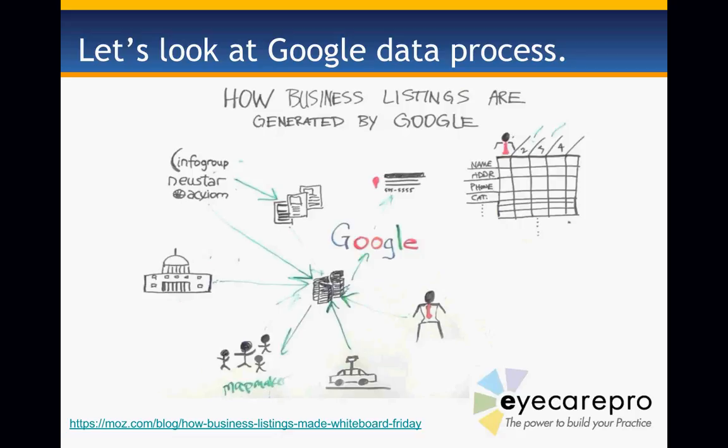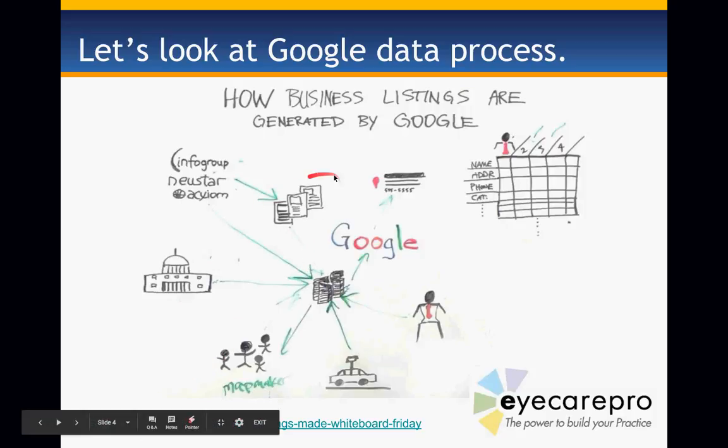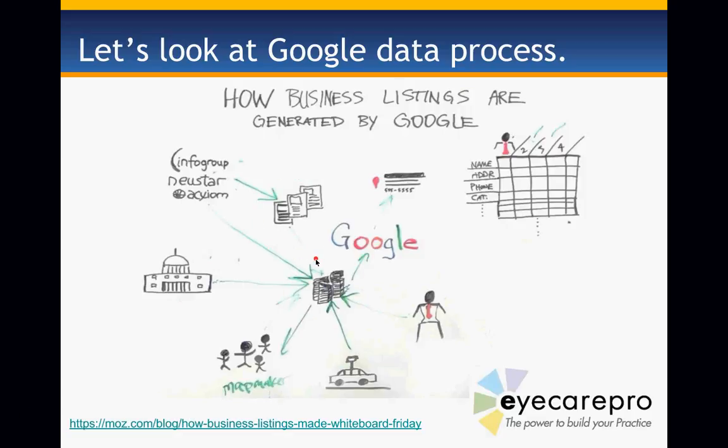It's from Whiteboard Friday. So we have three major companies that aggregate business data. We have Infogroup, Neustar, and Axiom. So Google rents our information and pulls it into a massive index, which it crawls, and then it pulls it into the server cluster. So this is our index, and then it pulls it into this massive cluster.